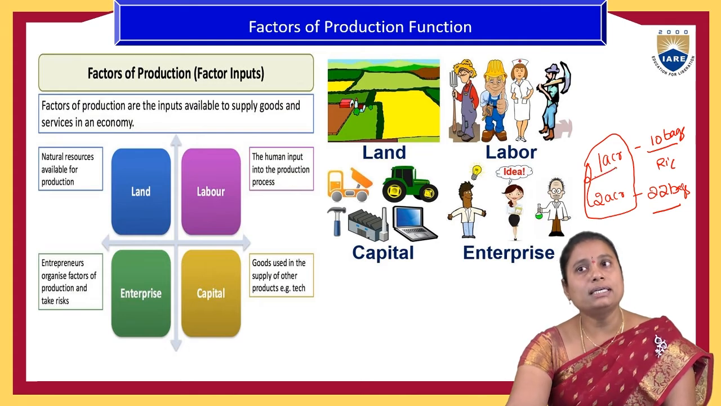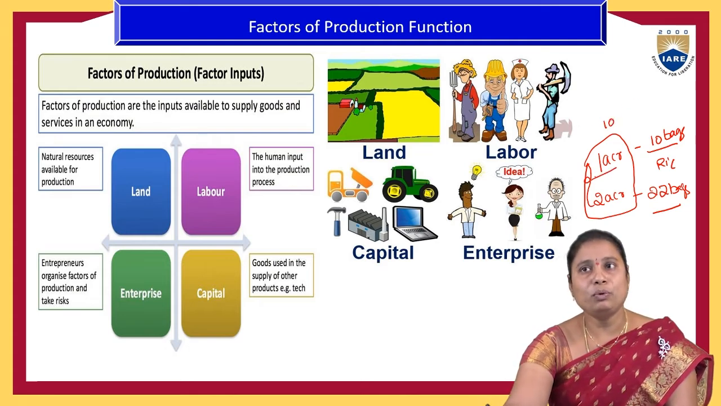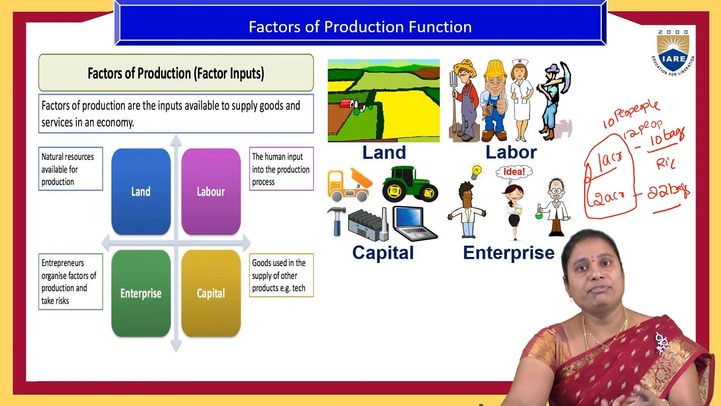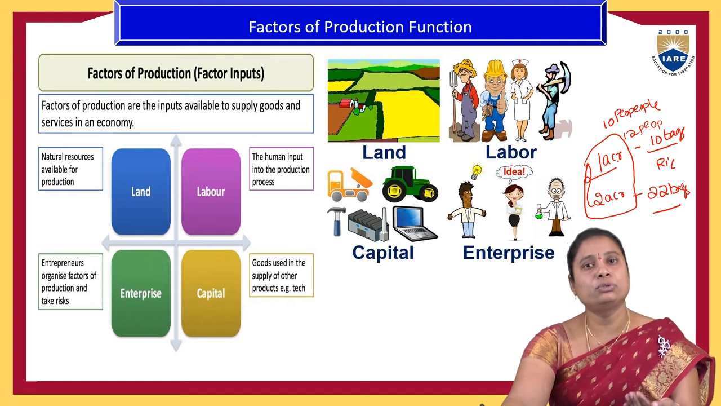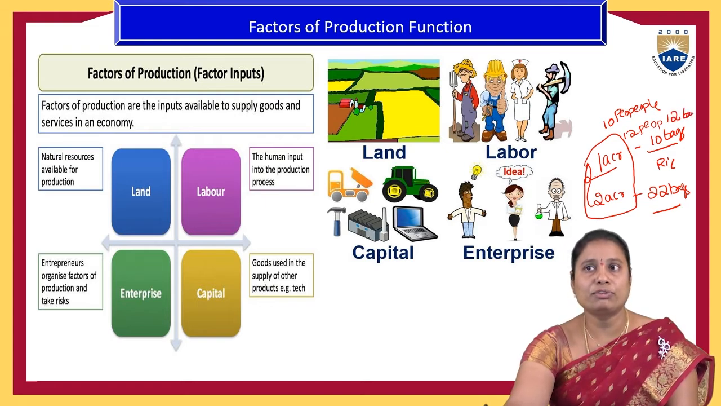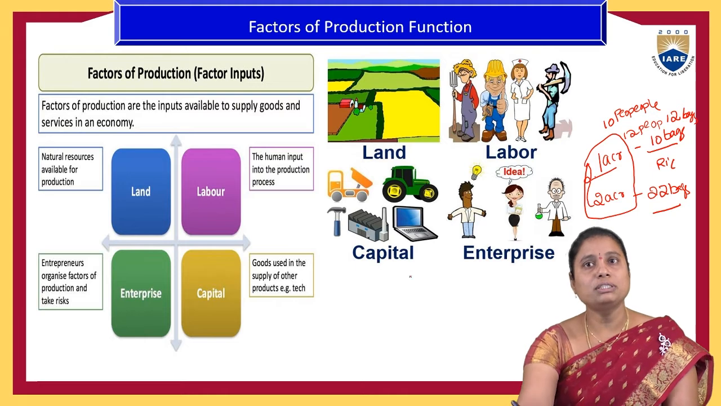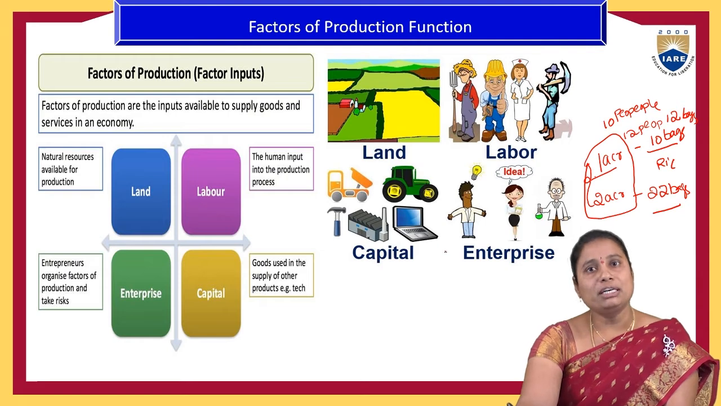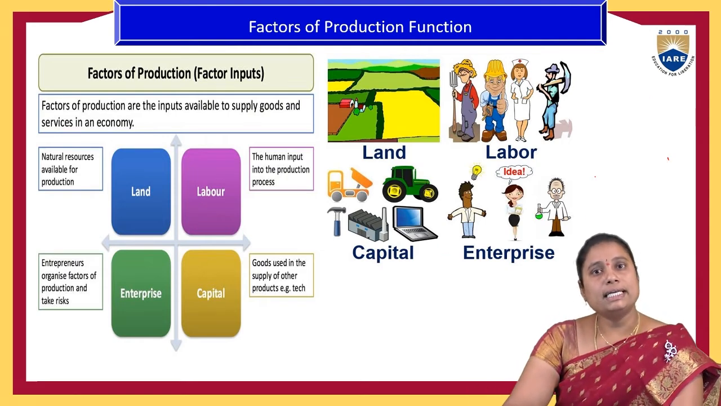Or in 1 acre, previously only 10 people were working and 10 bags were produced. In the same acre, if 12 people work effectively, doing the soiling, seeding and harvesting effectively and reducing wastage, there is a chance of more than 10 bags, that is 12 bags of rice production. Which means labor is also playing a key role in the production function. Not only that, the additional elements.